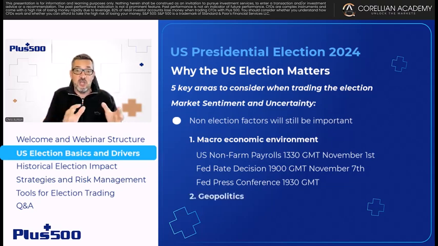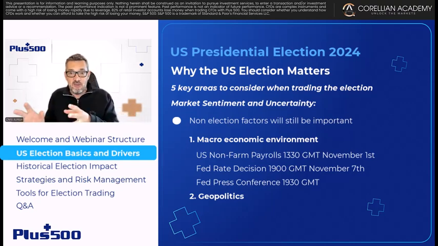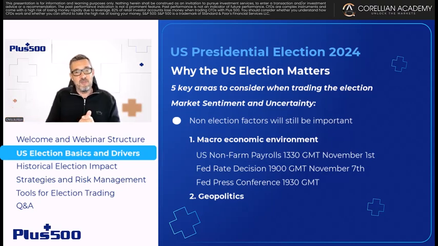The second thing is geopolitics. What's the situation between Russia and Ukraine and Israel and Hezbollah and Iran? How is that impacting sentiment? We saw risk sentiment fall at the start of October as Iran struck Israel with missile strikes, forcing Israel to respond. These are ongoing and remain important factors influencing markets.